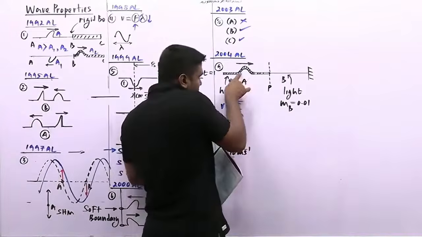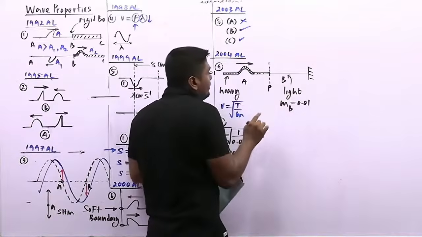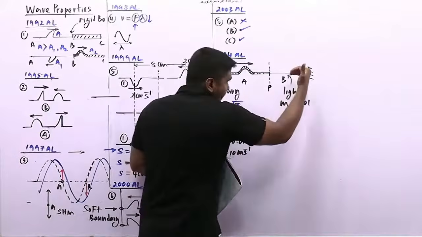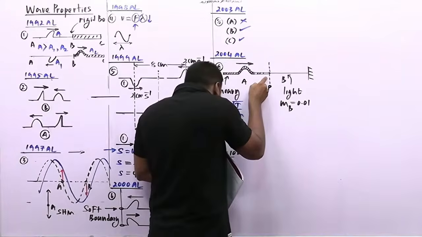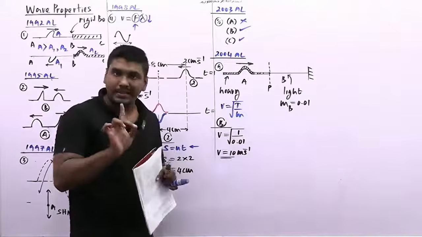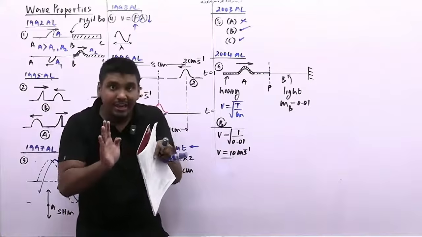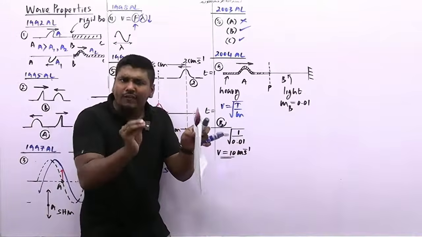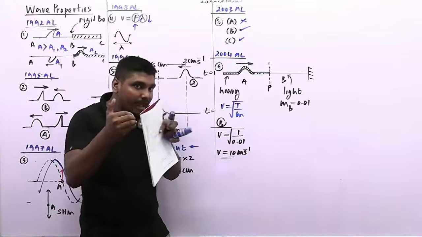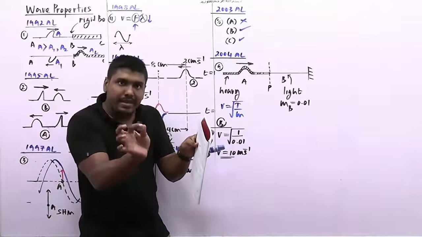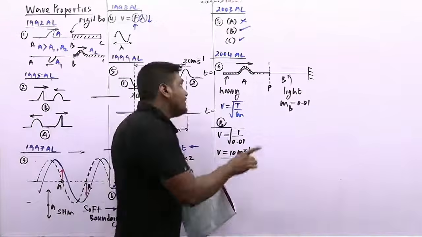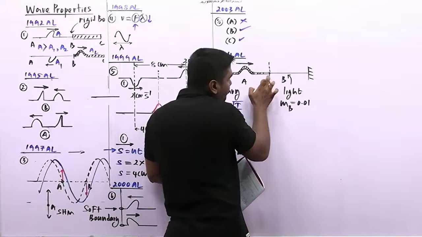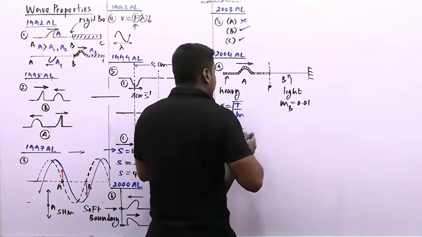Remember, if the wave pulse propagates from the heavier string to the lighter string, point capital P is going to be a soft boundary. Suppose the wave pulse propagates from the lighter string to the heavier string, point capital P is going to be a rigid boundary. Since the wave pulse here propagates from the heavier string to the lighter string, point capital P is a soft boundary.